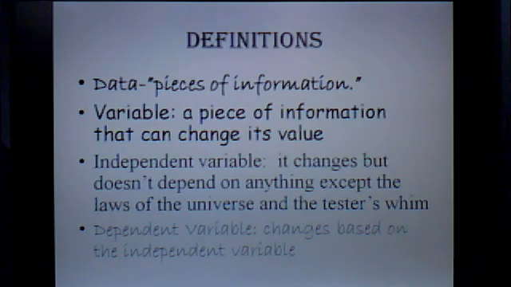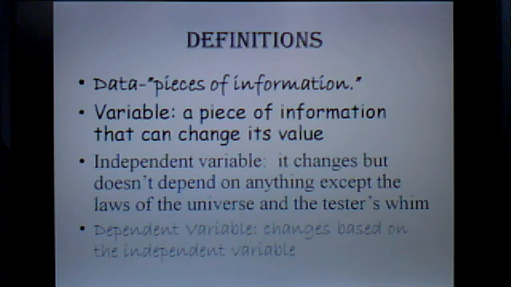Some definitions. What is data? I got this definition from Simple English Wikipedia. It defined it, in quotes, as pieces of information. A variable is a piece of information that can change its value. We will talk a little bit about that later. An independent variable changes, but it doesn't depend on anything except the laws of the universe and the tester's whim.